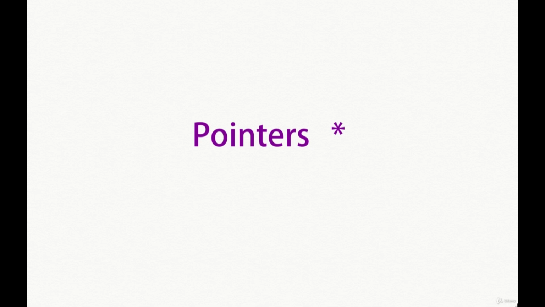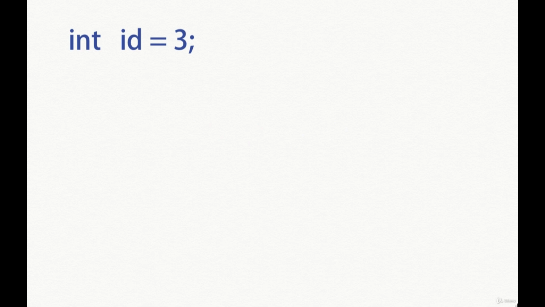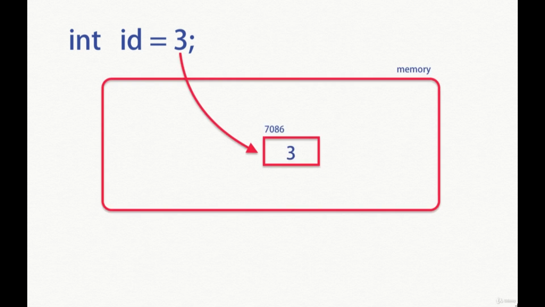Pointer is a very important concept in most programming languages, so having a better understanding of pointers is very important. Let's understand it with an example. Let's say we make an integer named id and assign it the value 3. What happens in computer memory in the background? When we make this variable, its value gets stored at some particular slot in memory, and that slot has an address.